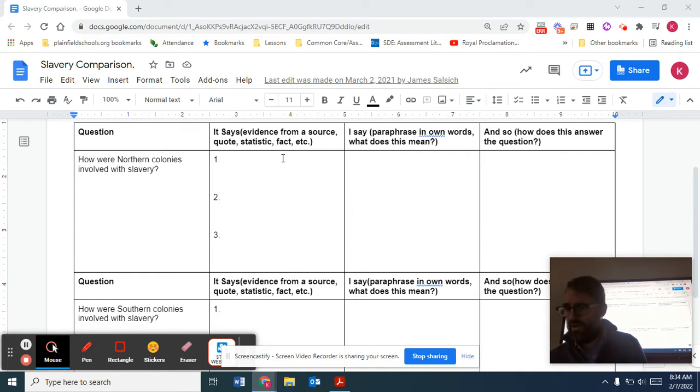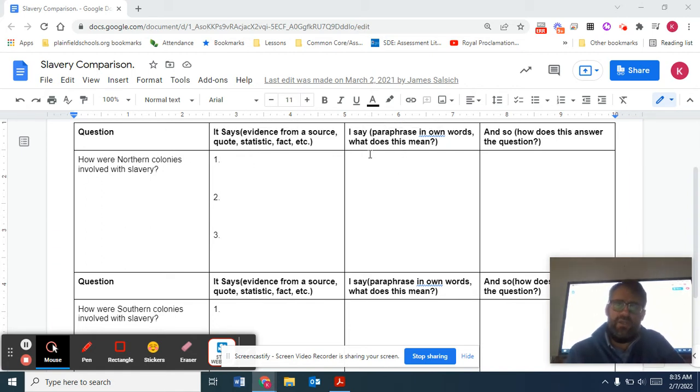Now, for example, if we're trying to identify how the northern colonies profited from slavery, one of the things we mentioned was they were involved in the slave trade. So, from northern profits from slavery, we identified that 60 to 90% of the slave trade was controlled by Rhode Island. And that could be a direct quote from one of our sources. So that would be in quotation marks. You'd identify the source. And then we go to the next box, which says, I say.